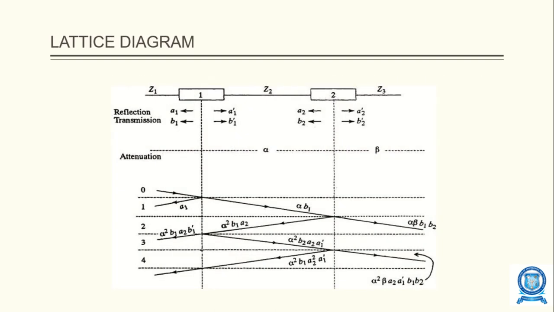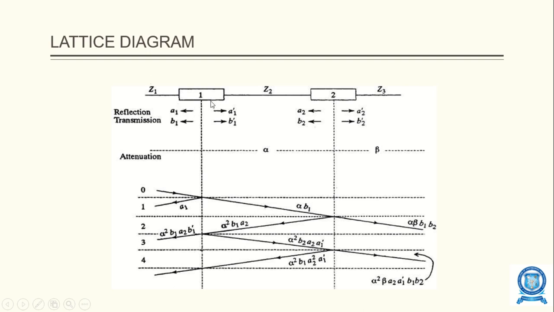So, here I have shown a simple illustration for understanding the lattice diagram. Here you can see node 1 and node 2. Let us consider these two nodes as substations. Here we have two cases: one is short circuited ended and the other is open ended. In the open ended case, you have a substation, and at the second node you don't have any station; instead, it will be an open terminal. So there won't be any reflection from this point.